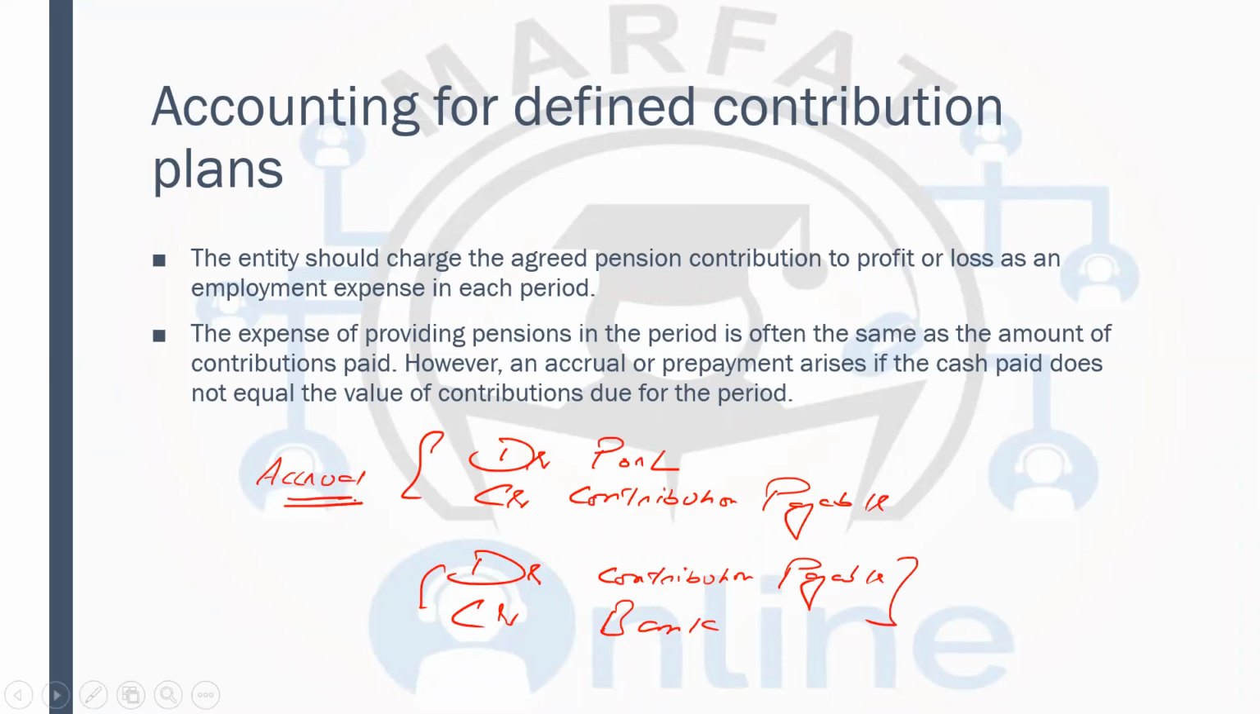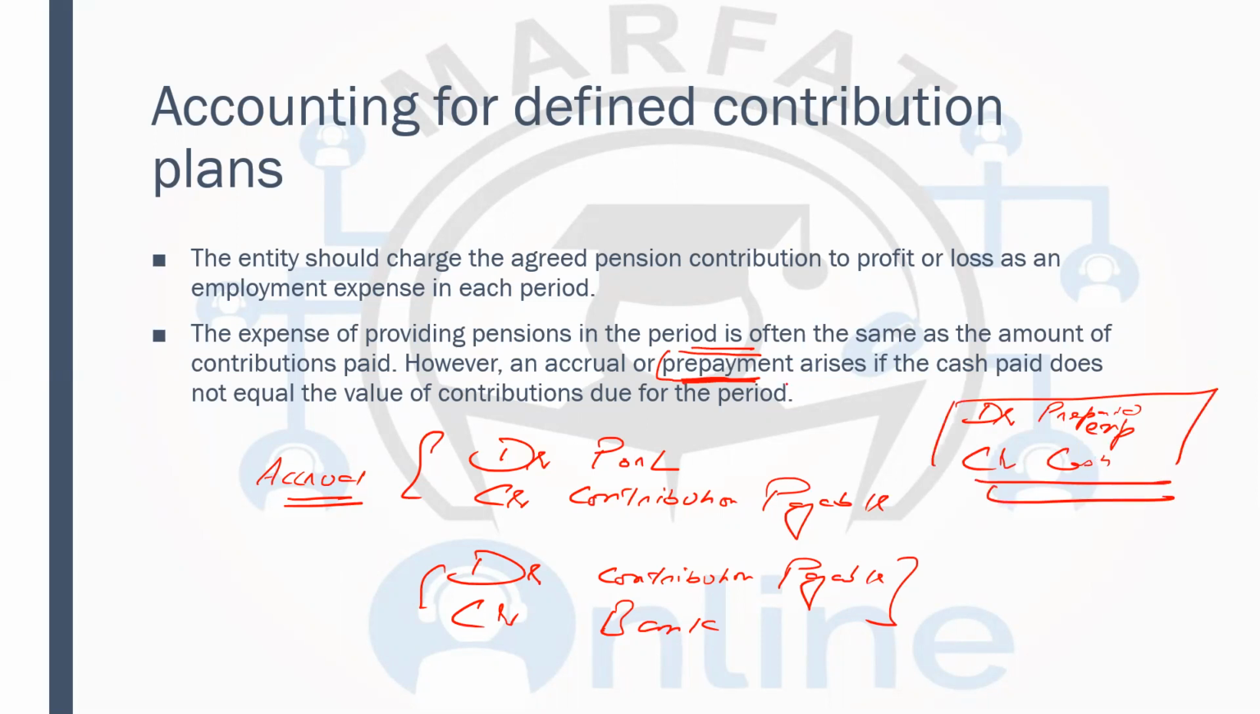It is possible the entity pays the contribution in advance. In that case, it should be recorded as a prepayment. Prepayment is debit prepaid expense because we treat that as an asset, credit cash. So when you have paid the contributions in advance, it should be recorded as an asset.